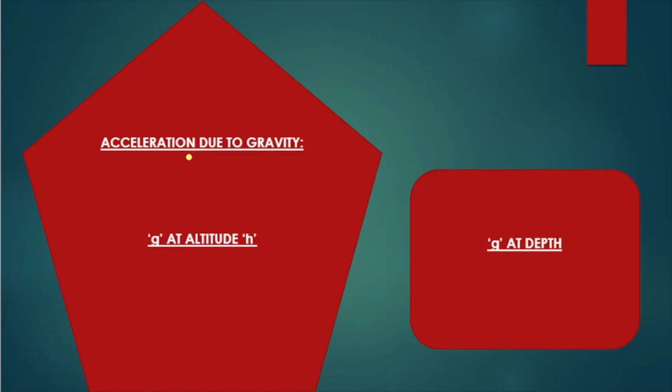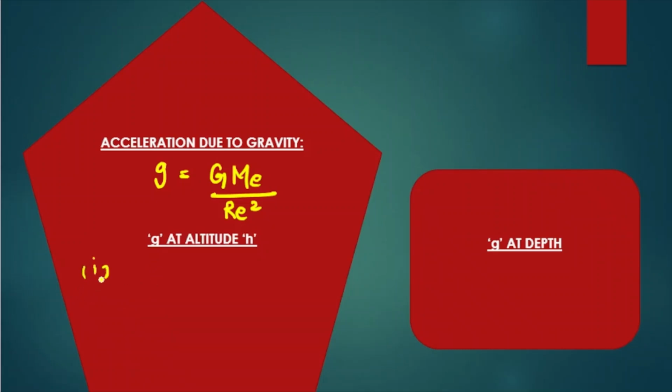Then acceleration due to gravity. It is very important, right? Acceleration due to gravity: your small g is equal to capital G Me by Re square. Me is the mass of the earth and Re is the radius of the earth.